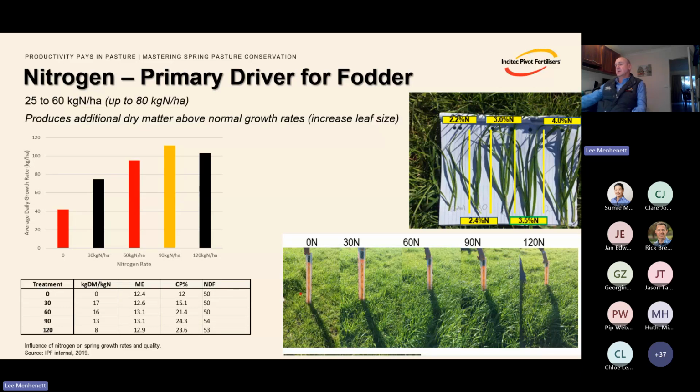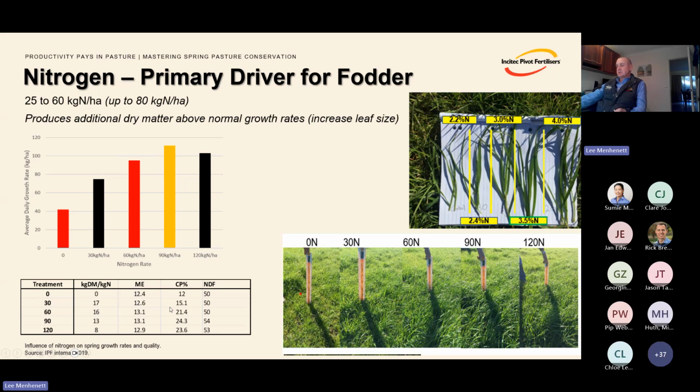And this trial that we did in the Western District shows that we maximised our response to nitrogen in this annual ryegrass trial at 90 kilos of N. So this was over 3 tonne of dry matter, and daily dry matter accumulation rates of over 100 kilos at that top rate of 90. But yeah, we're getting linear responses up to that point.